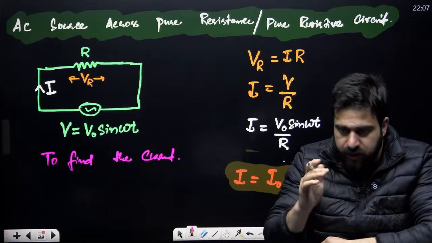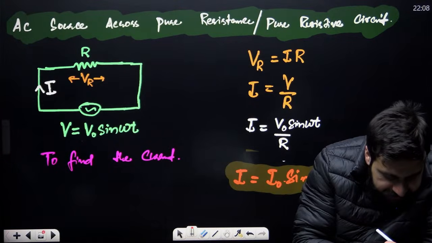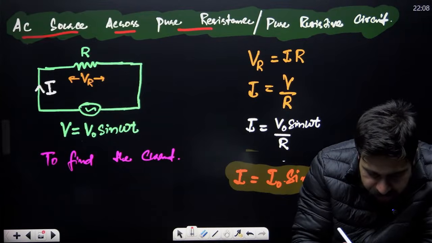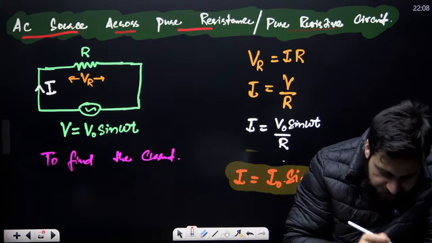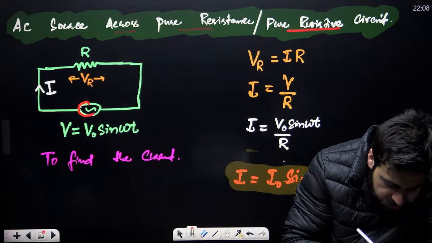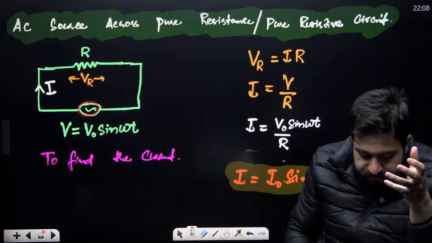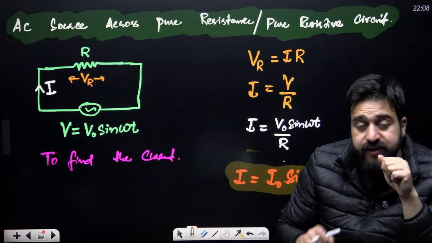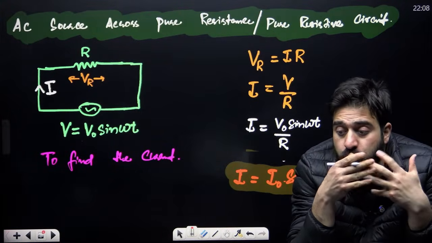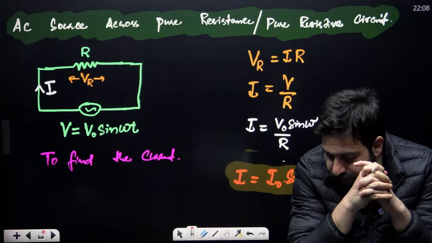Okay. Now guys, let's talk about this topic. That is AC source across pure resistance, or pure resistive circuit. See, AC source means that source which provides the alternating current. DC source means which provides direct current, unidirectional current. AC source means which provides alternating current.